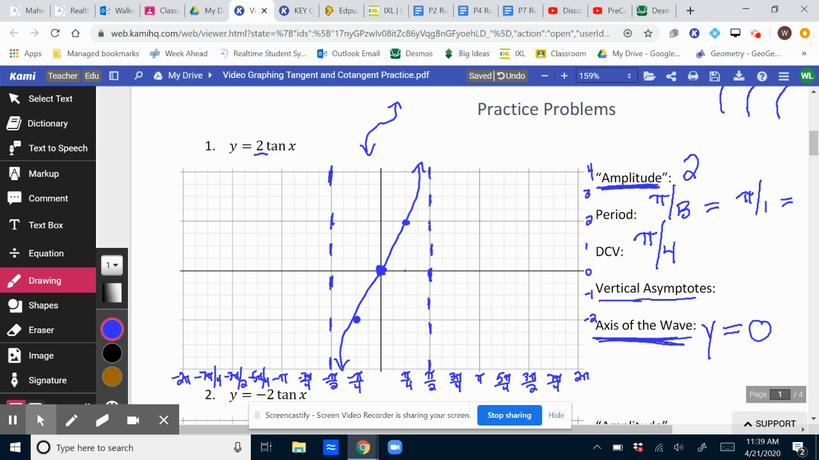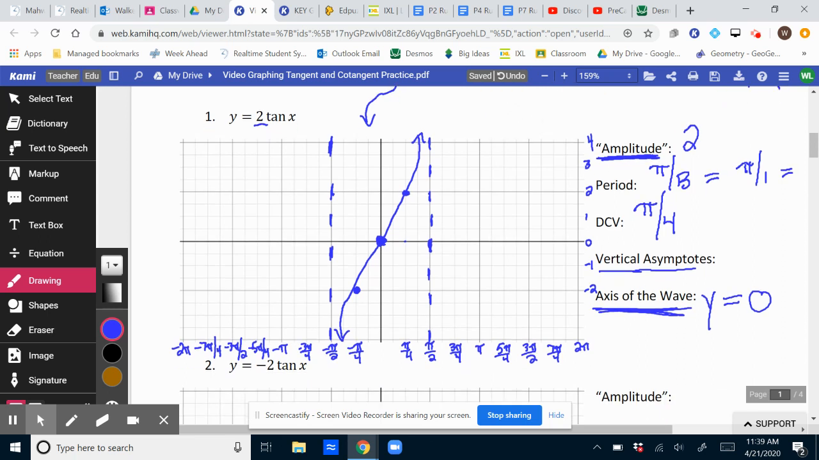From there, if you remember, the period for tangent is the distance between asymptotes. So however far your period is, that's how spread out your asymptotes have to be. Your period is pi, which we divided by 4 to get our dCV. So basically, a period is every 4 dCVs. So once you have your first asymptote, you can just draw an asymptote every 4 dCVs away.